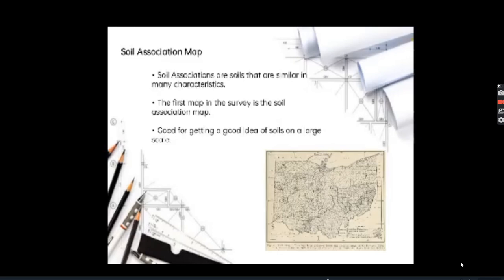Soil association map. Soil associations are the soils that are similar in many characteristics. The first map in the survey is the soil association map, good for getting a good idea of the soils on a large scale. That's an example of a soil association map I attached in the presentation.